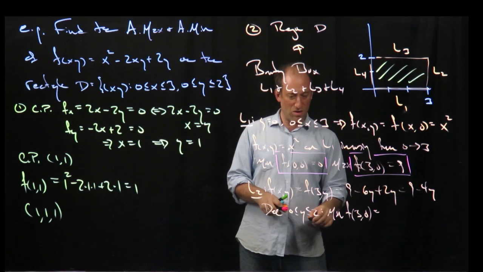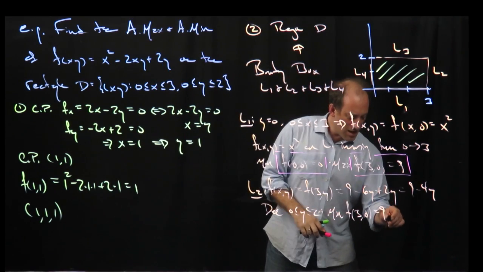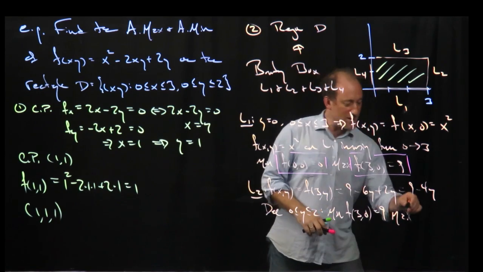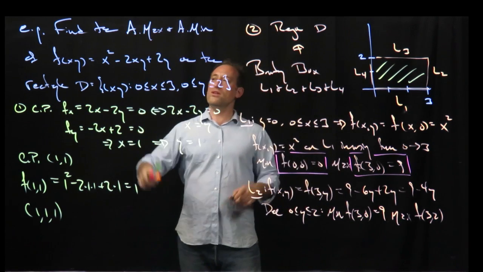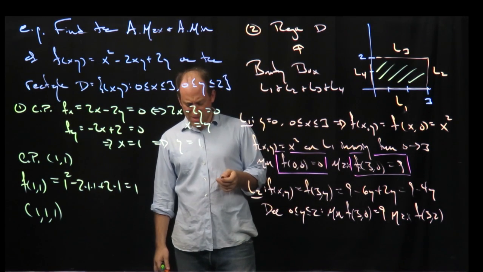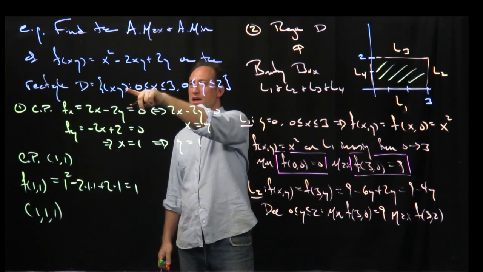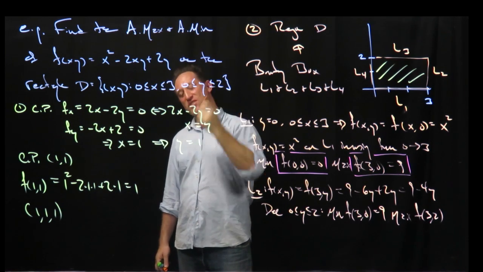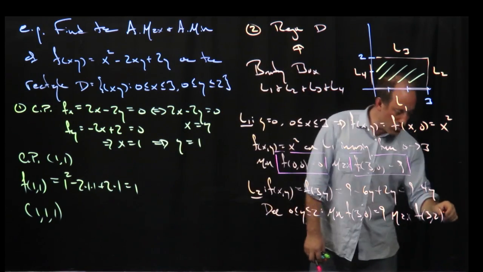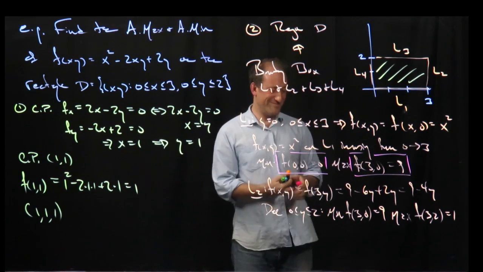So max f of 3, 0 will be, once again, plugging back in, 9, and a min f of 3, 2, so that's 9 minus 12, but then plus another 4, so it should get me 1. All right? Two more to go.